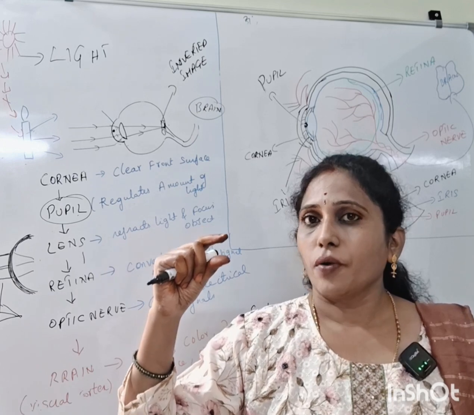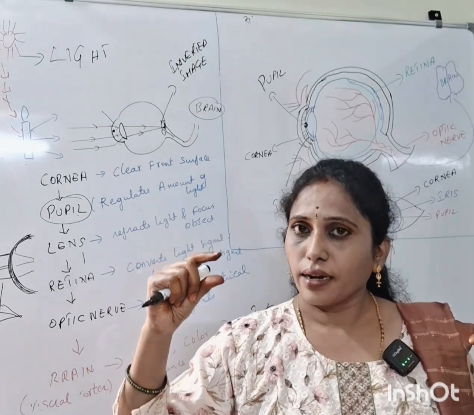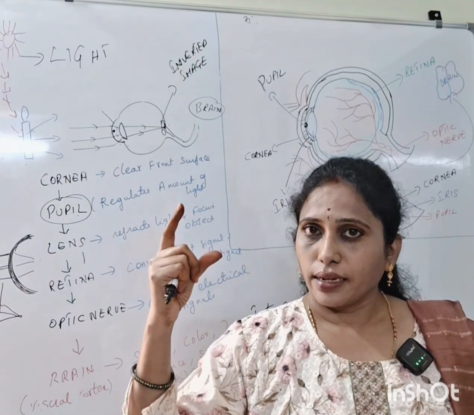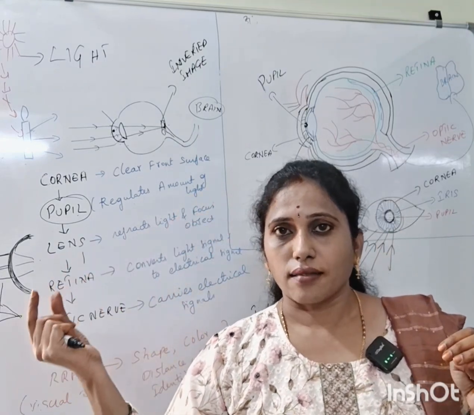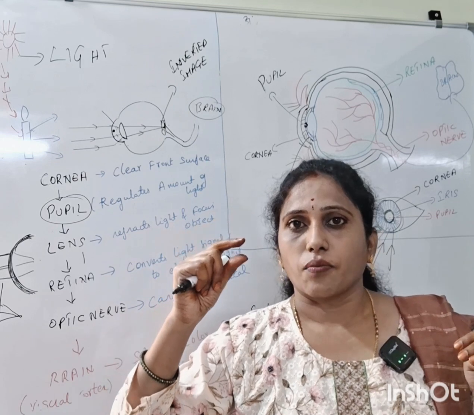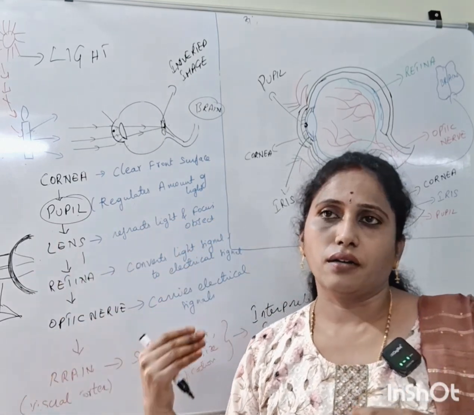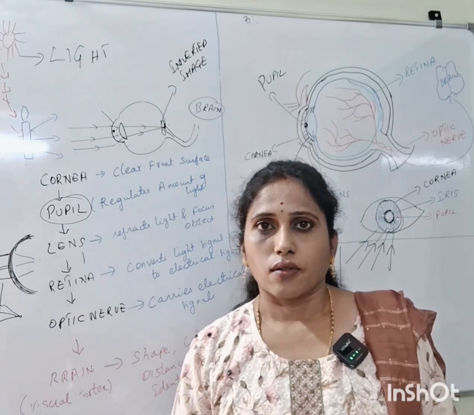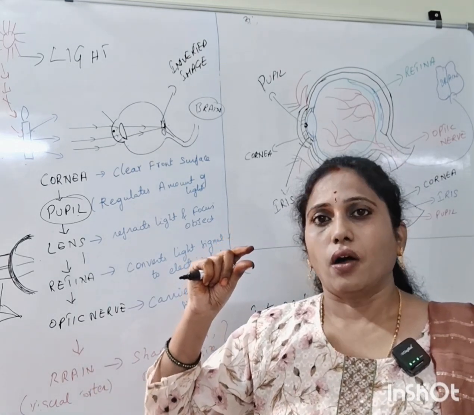So how much amount of light does the eye require? Based on that, the pupil size will either increase or decrease. Mostly whenever you go out in the sun, our pupil size will decrease, because in the surroundings we will have more amount of light. That much light our eye may not require. So based on the requirement, the pupil size will increase or decrease.